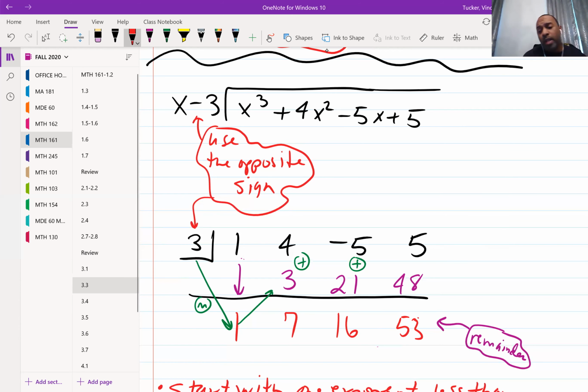All right. So negative 2 goes in the box, and then we're using 5, 0 for the placeholder, that missing x squared term. Then 6 and 8.